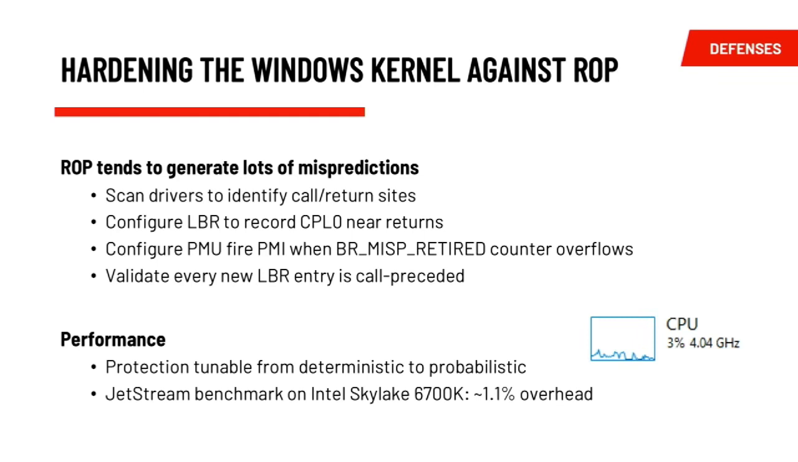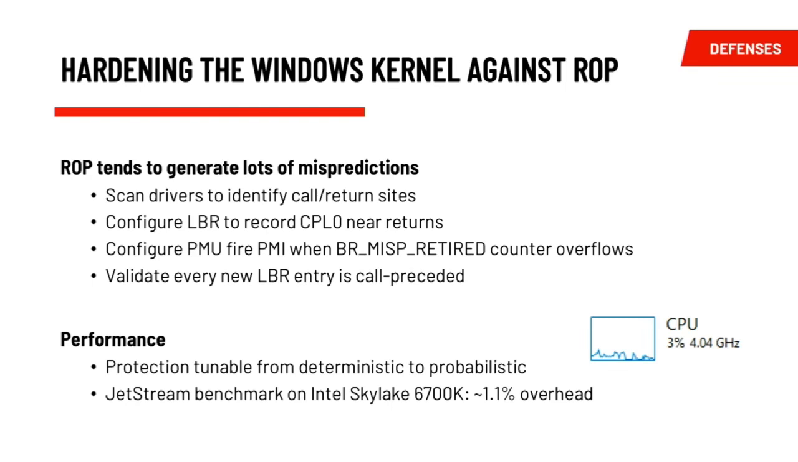Finally, when one of these interrupts fires, we look at that whole circular buffer of the LBR, the last branch record system, and we validate that each of those is a valid return site. And if one of them is not, we consider that to be a policy violation.